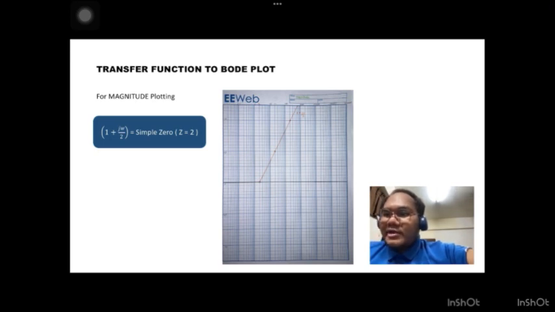Then from there, we can put the value for the decade of 2 is 20. Then the decade for 20 is 200. And from there, after we plot, we can make one straight line to determine the function plot.